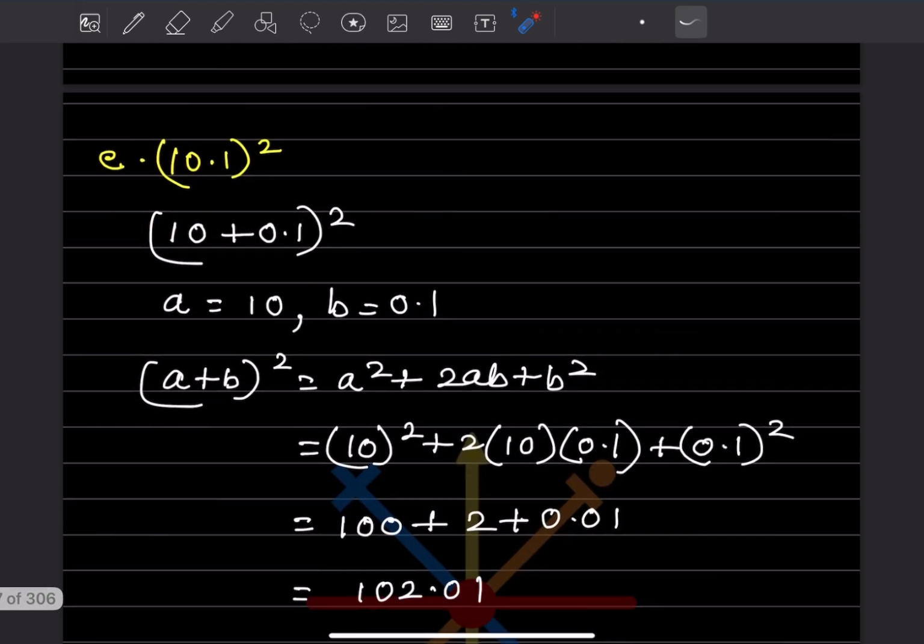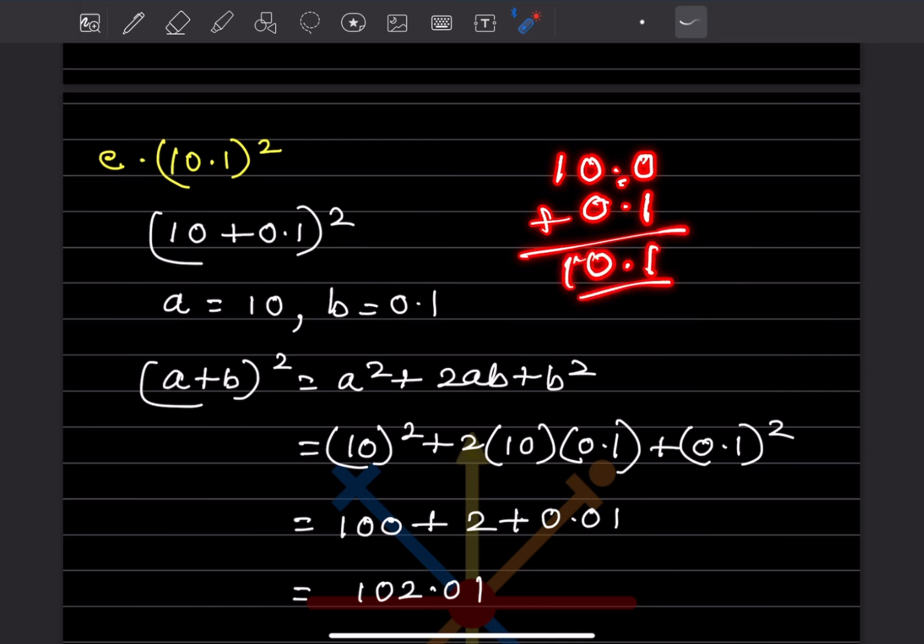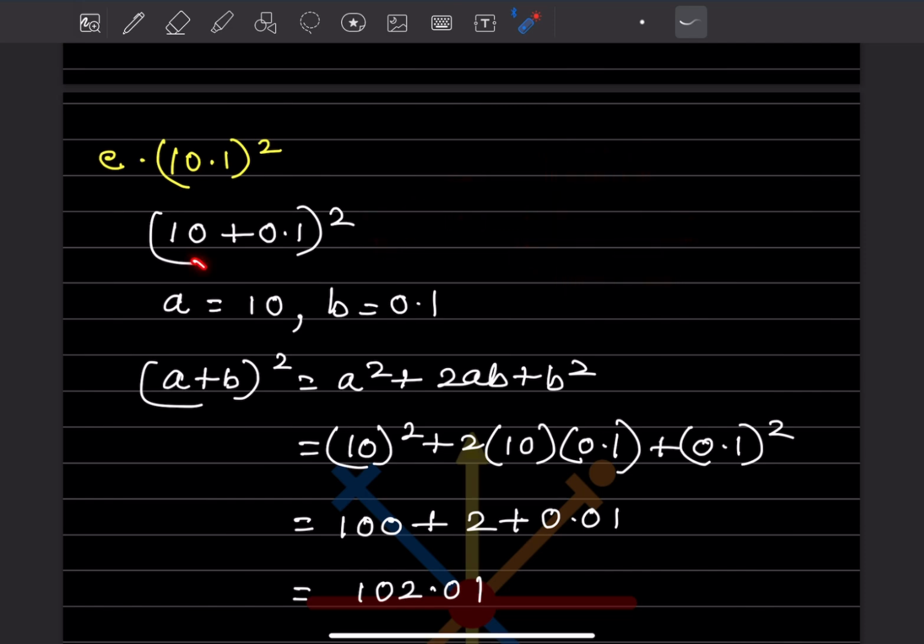Now look at here, this is 10.1 square. So you can write 10 plus 0.1. If you are confused with this, 10 means the whole number, that is 10.0. And here 0.1 means below this point there will be a point. So when you add this, that is going to be 10.1. So this step is very important. So A is going to be 10 and B is going to be 0.1.